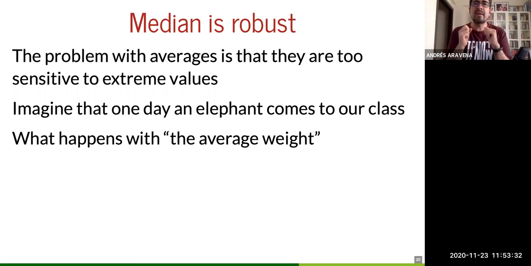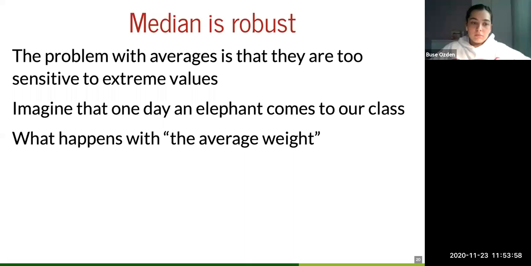The idea is that the median doesn't break so easily like the mean. For example, imagine that one day an elephant comes to our class and I ask it this question. What is the weight of an elephant? What do you think is the weight of an elephant? Guess something.